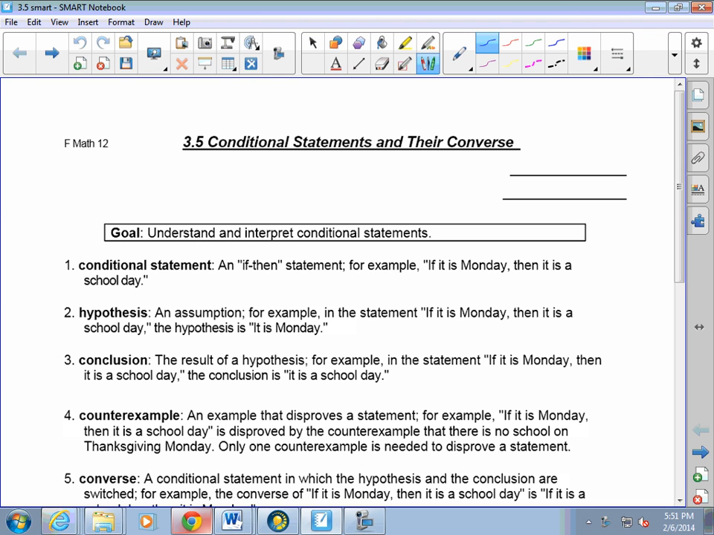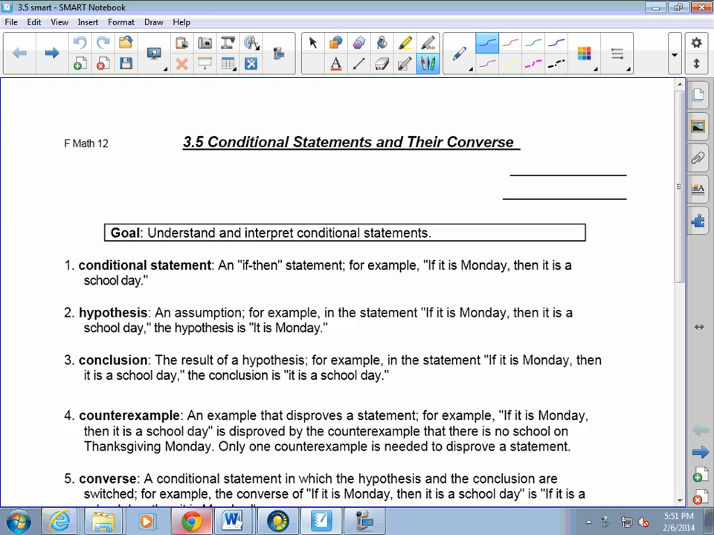Conditional statements and their converse. So what we're going to look at in this section is how to understand and interpret conditional statements. To start with, we're just going to go through a few definitions of what you're going to come across in this section, and then we'll apply some of it.